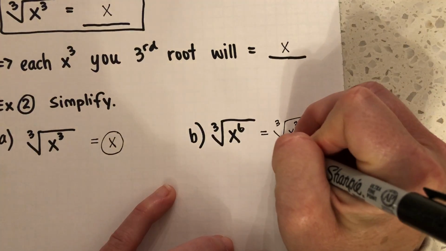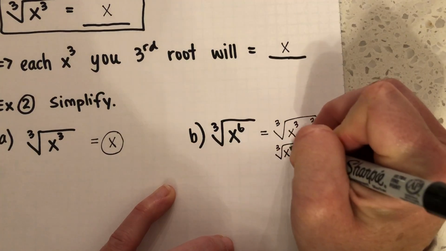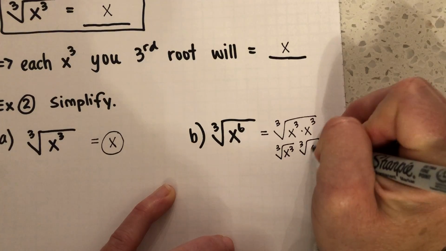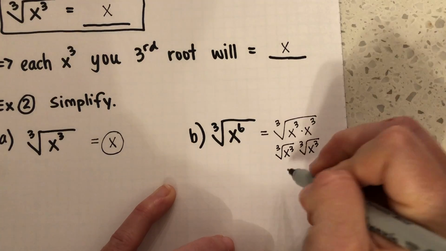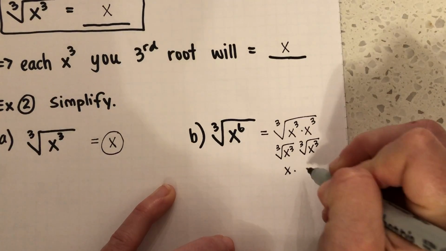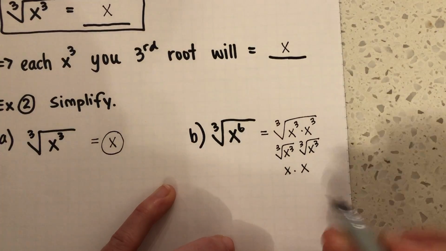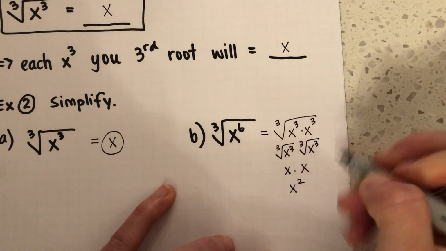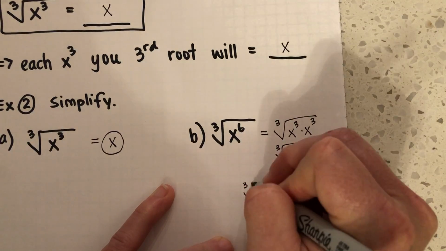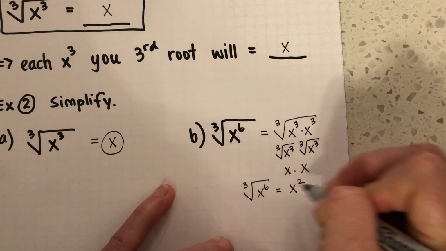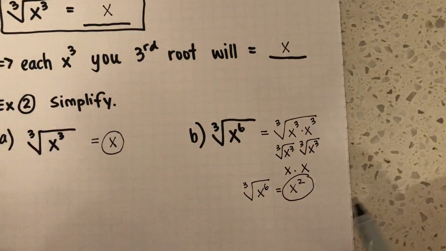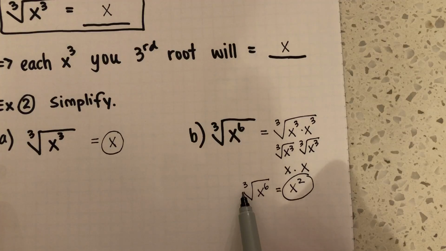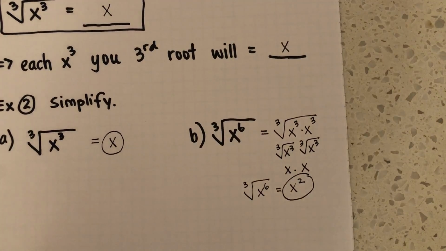So now I'm able to take the third root of each one of these, and then the third root of x to the third is x. The third root of x to the third is x. x times x is x squared. So the third root of x to the sixth is equal to x squared. That's what you'd want to times by itself 3 times to get x to the sixth as your answer, right?